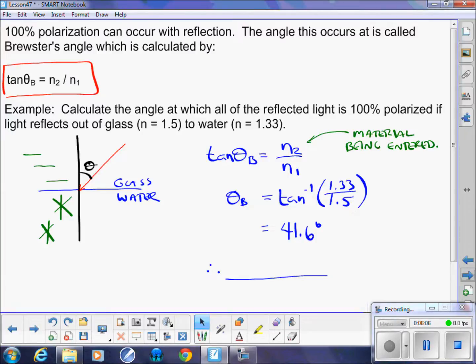Anything off of that angle, you're not going to get complete polarization. You're going to get partial polarization. The closer you are to that angle, the more polarized the light will become. So that will give you total polarization. All right, so that is when you're looking at surfaces like light reflecting off water, snow, glass, etc.